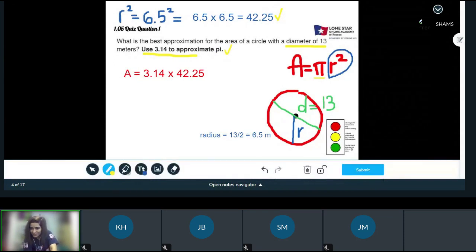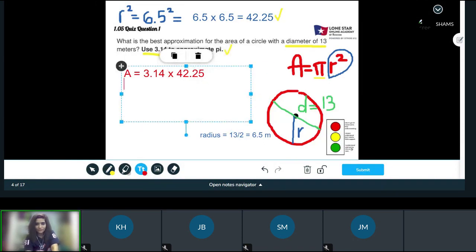Are there any questions? Multiply these to find the area. Okay, this answer, Kevin, I agree to. This is what I also got. 132.665. Let's type it out.